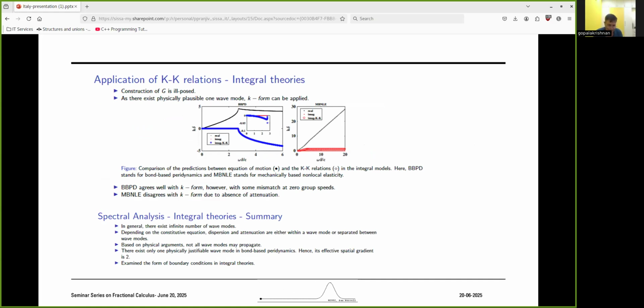This is again the integral theories, the same problem. I'm going through fast mainly because there are a lot of things to cover. Even here, those modes which were contributing to the negative speeds, it alters the wave number so that you will always get positive speeds in most of the cases. That is the advantage of the KK relation. That's what I have shown here. Next, please.